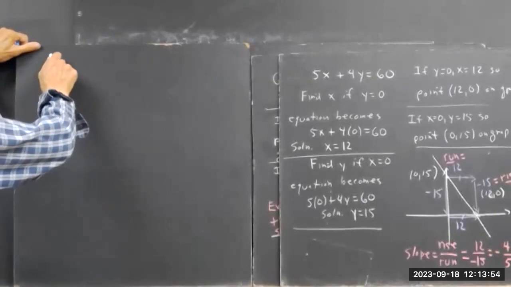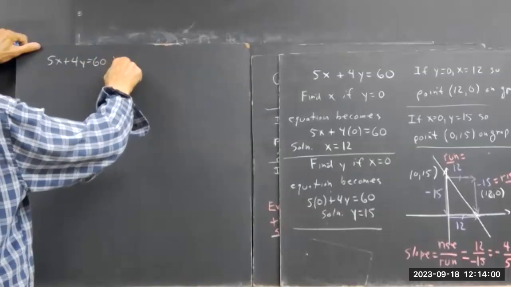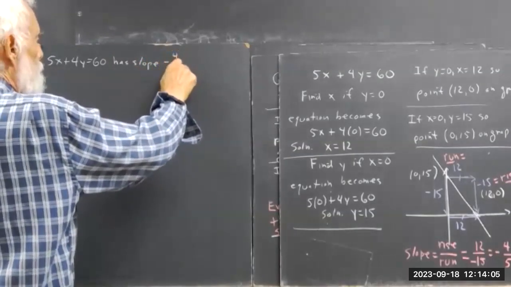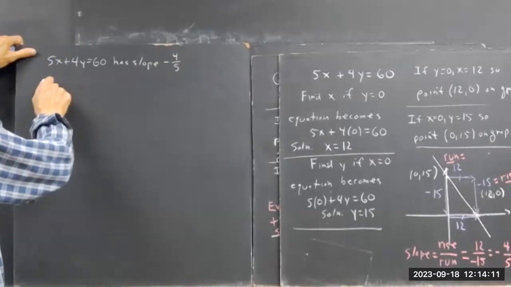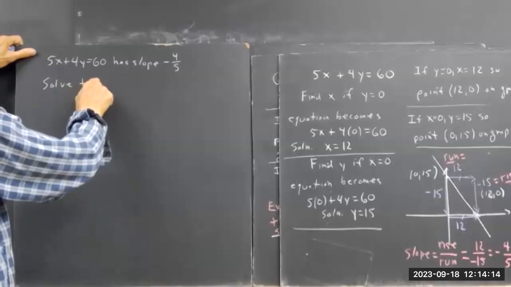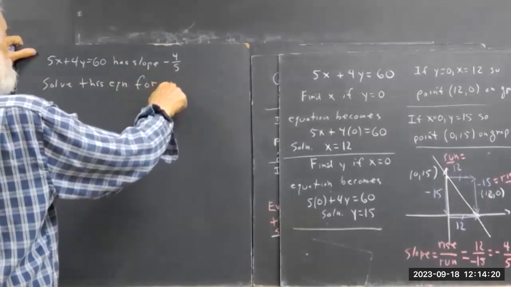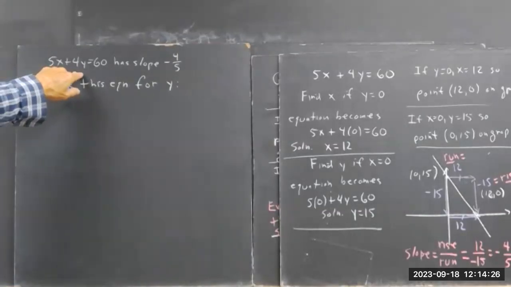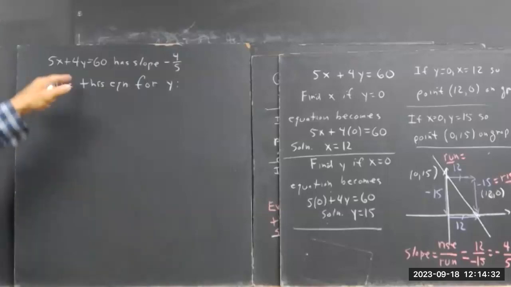Take the equation 5x plus 4y equals 60, which has slope -4/5. Now, solve this equation for y. Okay. Solve this equation for y. We don't have an abundance of time, but I think I can make this. See if you write this equation down, and what steps would you take to solve it for y?